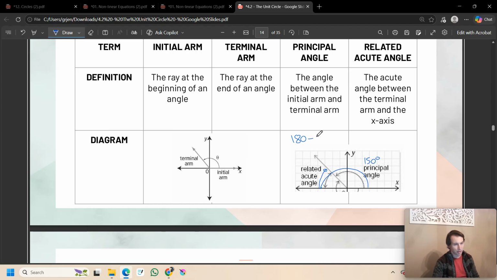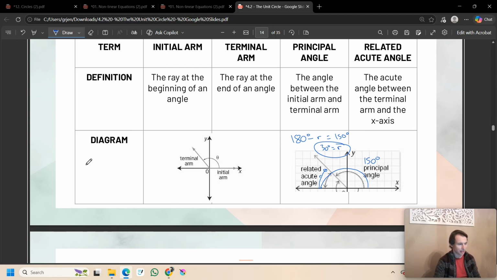This would be the related acute angle R, call that r, to get to 150 degrees. Well, that would be 30 degrees equals r, or in our new parlance, pi on 6. All right, so that's the related acute angle.